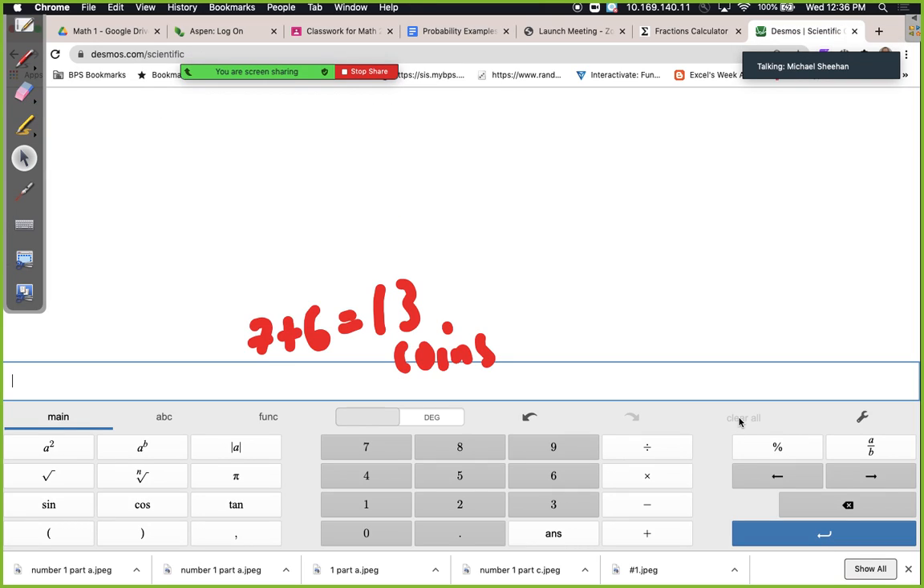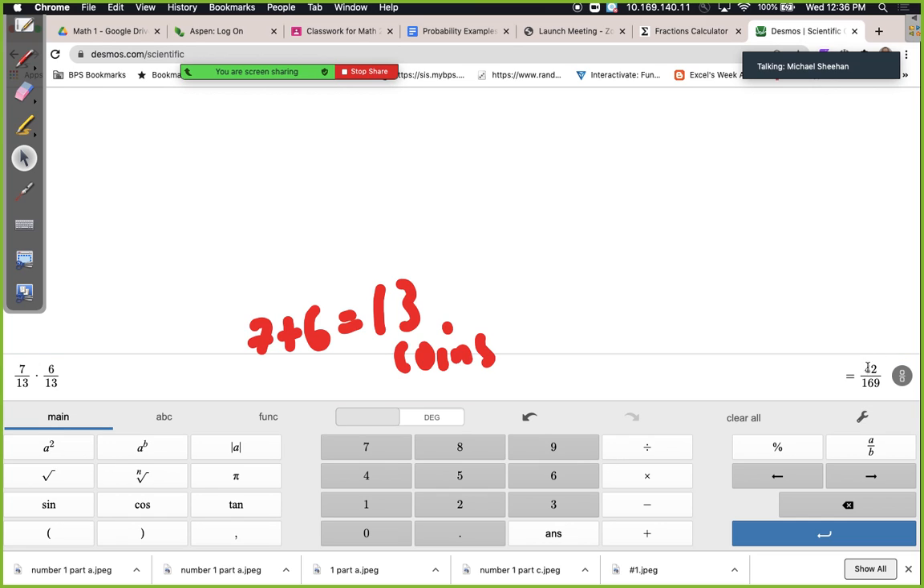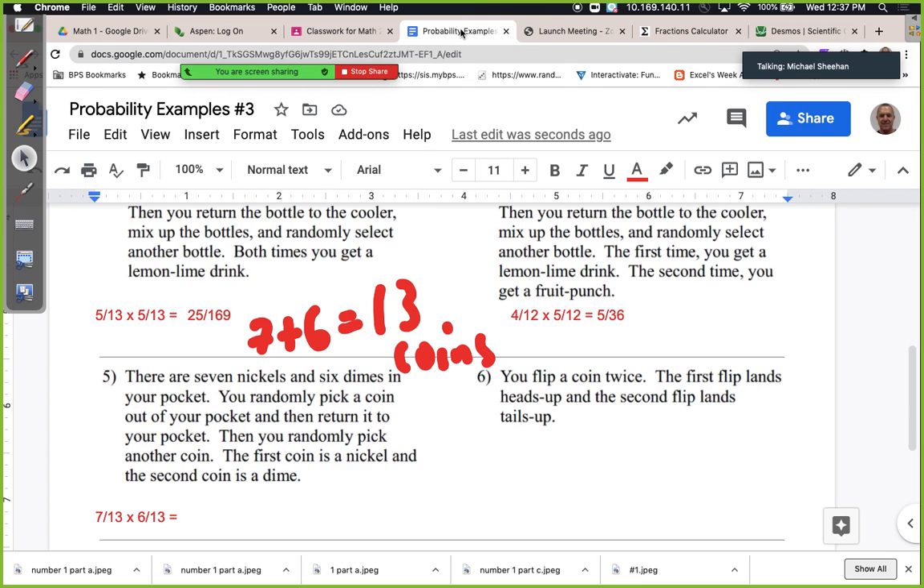Hit the clear all button over here. 7/13 times 6/13. This one, you have to hit the fraction button to turn it into a fraction. 42 over 169. 42 divided by 169.